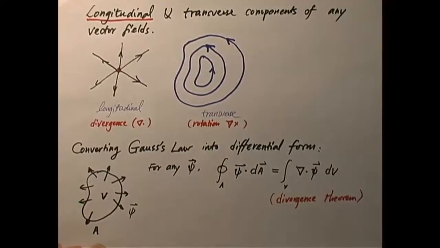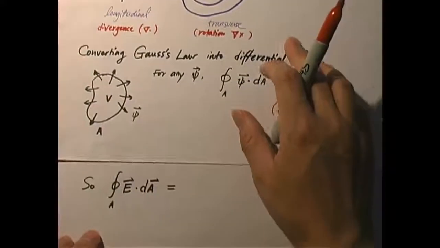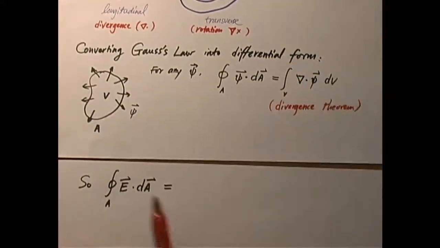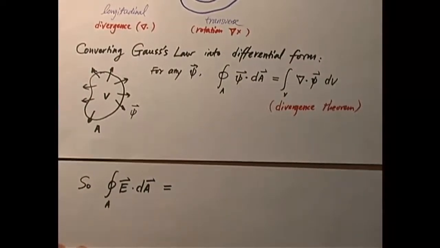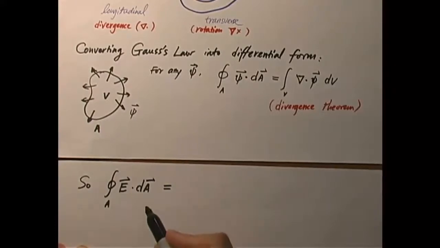Why do we use this divergence theorem? Because of Gauss's law. Let's take a look at, for example, Gauss's law for electricity. It starts with a surface integral, right? So what I'm going to do is convert this surface integral into a volume integral, for the left-hand side.